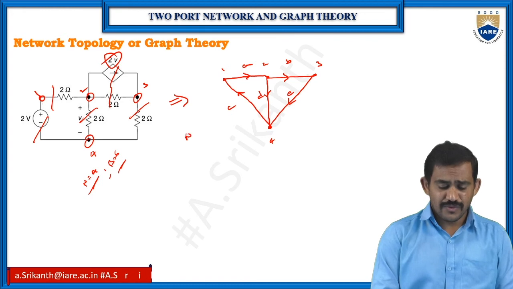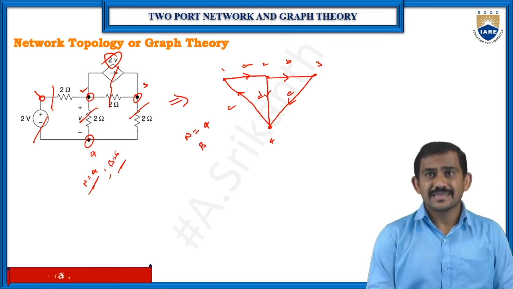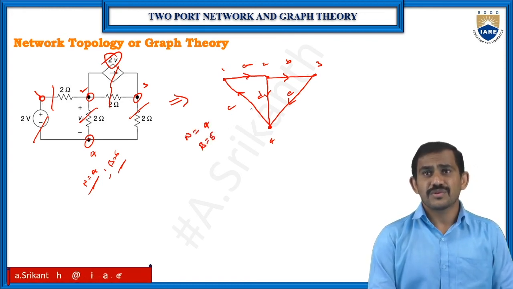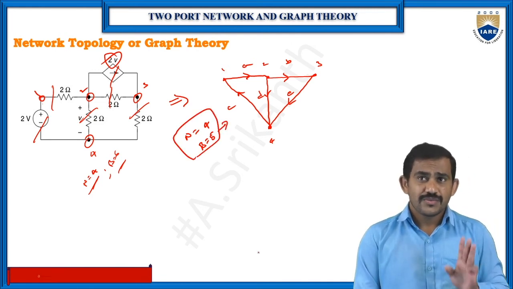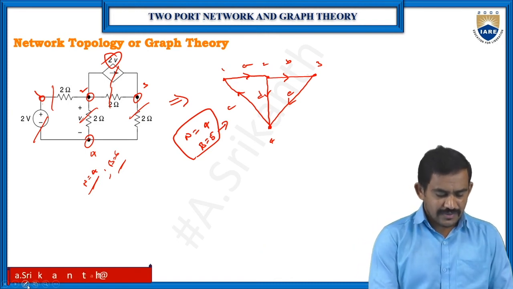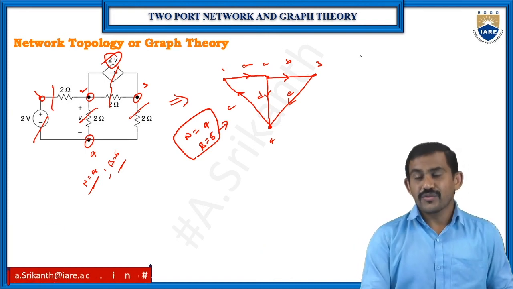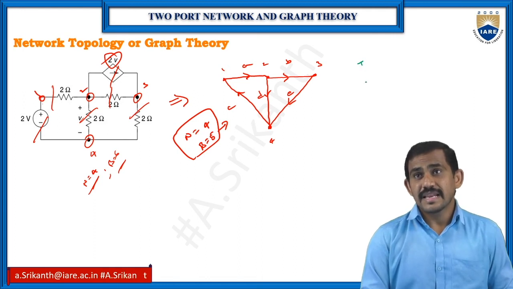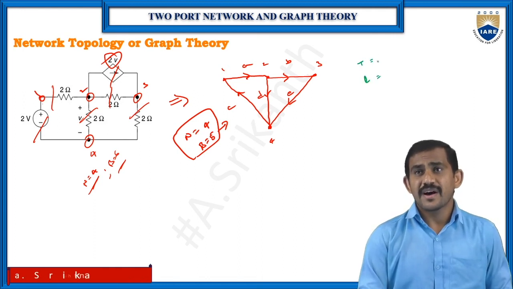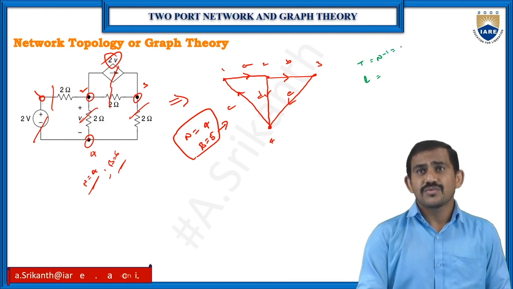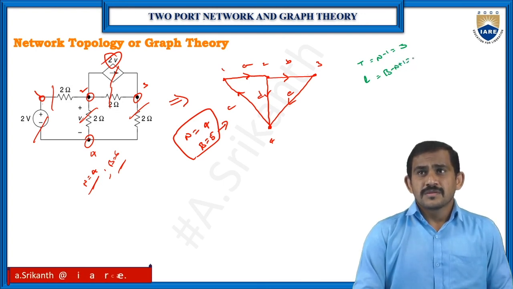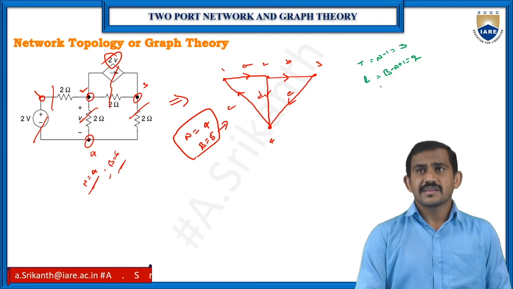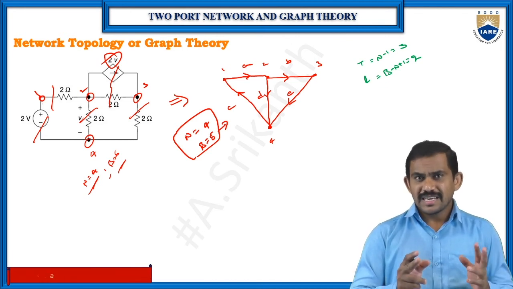Now the number of nodes is 4 and branches are 5. 1, 2, 3, 4, 5 branches. For this graph we have 4 nodes, 5 branches. Then go for the original graph. For the original graph we require trees and links, co-trees. For trees we have n minus 1, so 4 minus 1 is 3, and co-trees, b minus n plus 1, is 2. Okay, so this is about trees and co-trees.